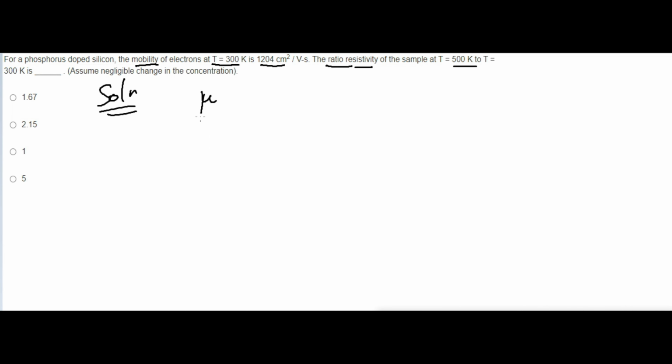Always, the mobility mu is directly proportional to T power minus 3 by 2, because as temperature increases the mobility decreases. So T power minus 3 by 2, it is always the fact.